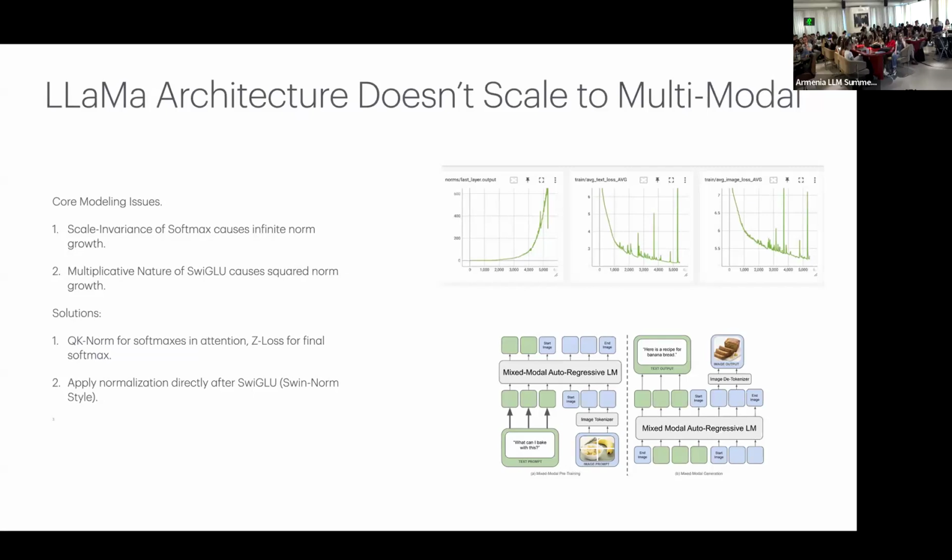At the bottom right is, at a high level, how we represent this autoregressive language model. So we tokenize text, we tokenize images into discrete tokens. And then you just look it up in an embedding table and everything's very nice and easy to find. Any questions, any intuition I can help build about why the Llama architecture didn't scale?